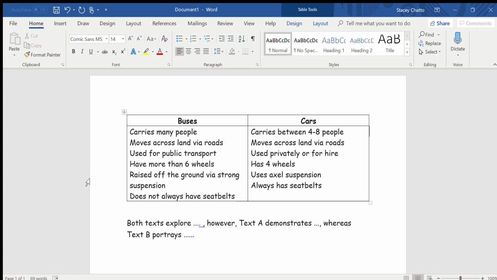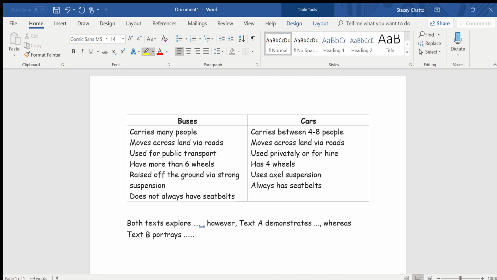Whereas in cars, it carries between 4 and 8 people, but generally about 5. They move across land via roads. They're used privately or they can be hired, but they're not so much used for public transport. They have 4 wheels. They use axle suspension and they always have seatbelts. It is a law.